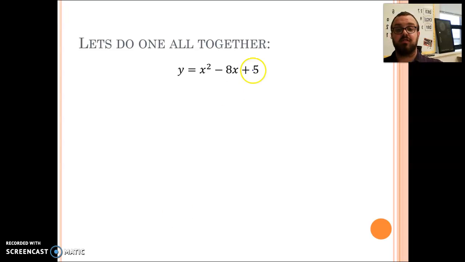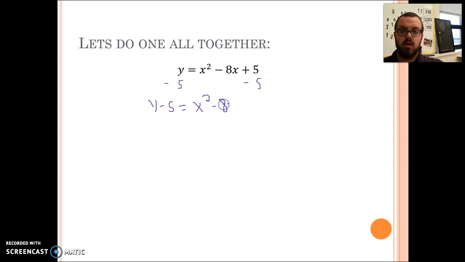Let's take a look at what this looks like and do it all together. So I'm going to start by moving the 5 over. We'll subtract 5, get you out of there. We're going to get y minus 5 equals x squared minus 8x.